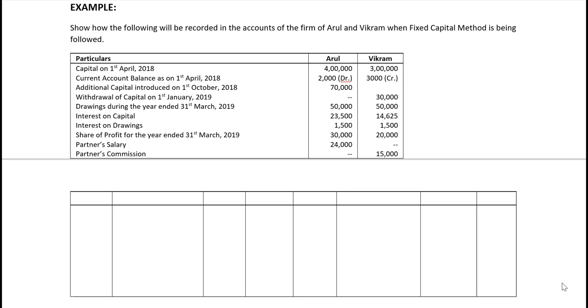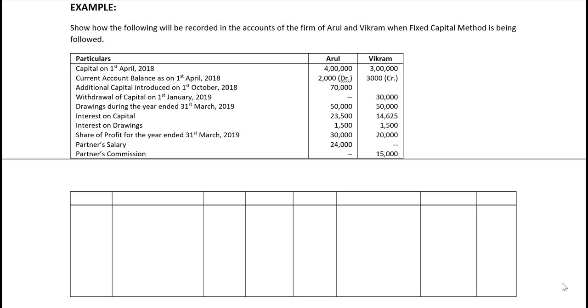On the 1st of April 2018, Arul has a debit balance in his current account of rupees 2000, whereas Vikram has a credit balance in his current account of rupees 3000. Additional capital introduced on 1st October 2018 by Arul is 70,000. Withdrawal of capital on 1st January 2019 by Vikram, 30,000. Drawings during the year ended 31st March 2019 refers to drawings from profits. It's 50,000 for both of them.